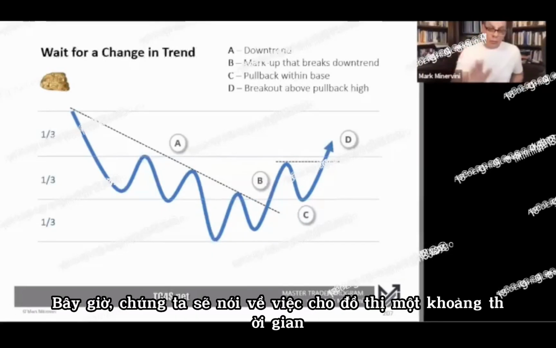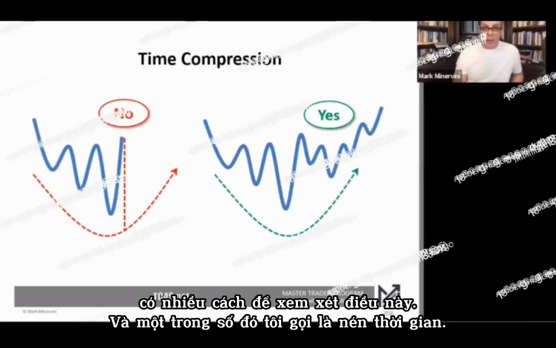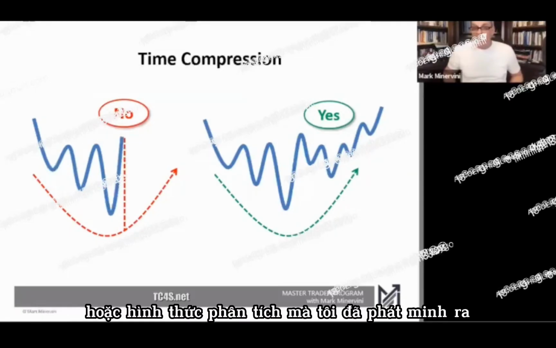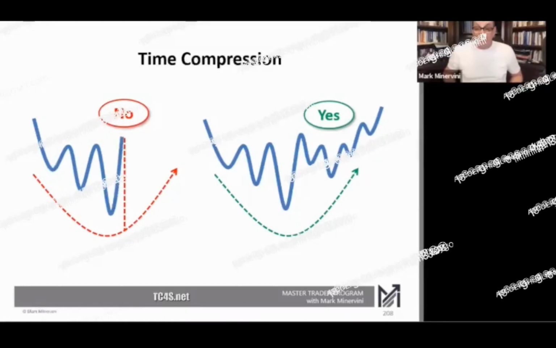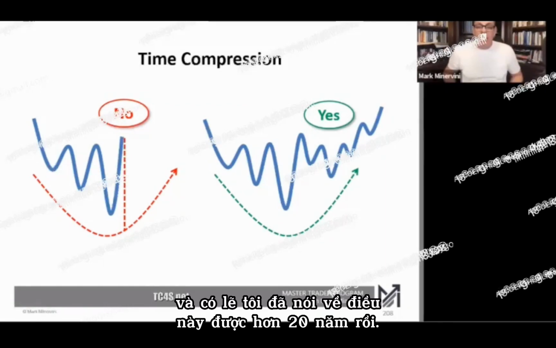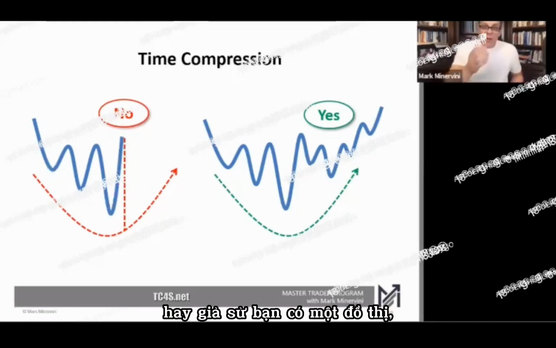Now, talking about giving the chart time, we're not going to just guess. There's ways of looking at this, and one is what I call time compression. This is another term or form of analysis that I've invented, if you will. I've actually never heard anybody talk about this except me, and I've been talking about this for well over 20 years.